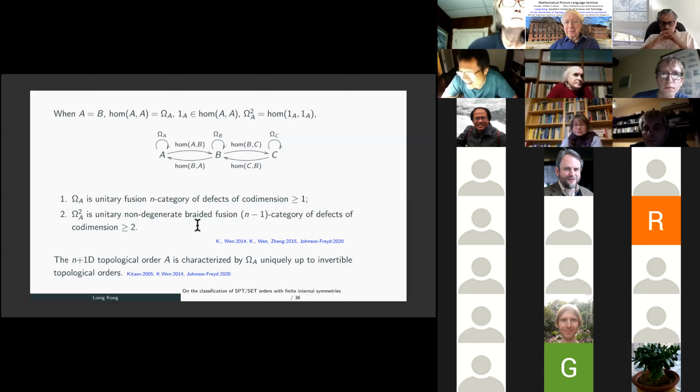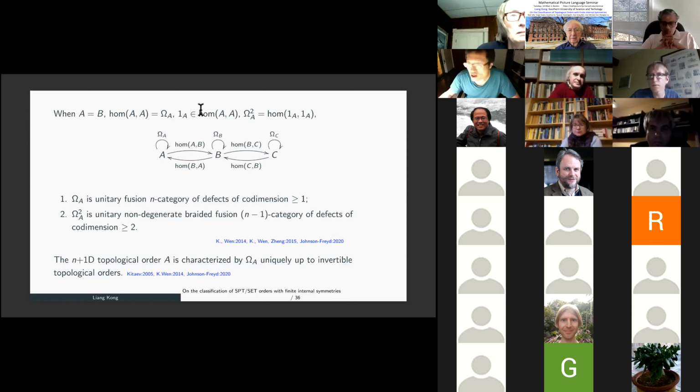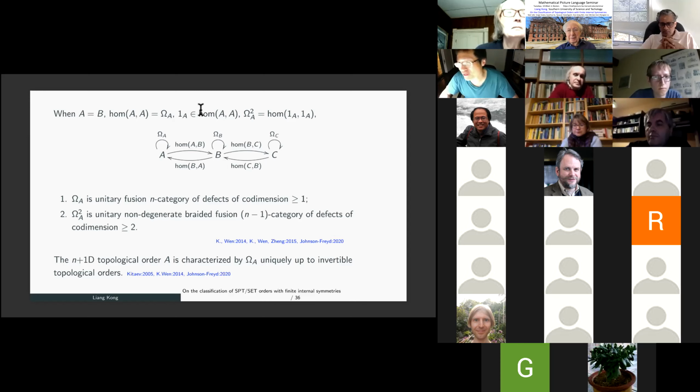So are all these things actually written down in Johnson-Freyd? The definitions. Oh, you mean the definition of fusion n-category? Yes, the objects that are coming into the discussion. Okay, the definition of fusion n-category was given in Johnson-Freyd's paper from 2020. It's called On the Classification of Topological Orders. That's the title. So that's where we have to look.